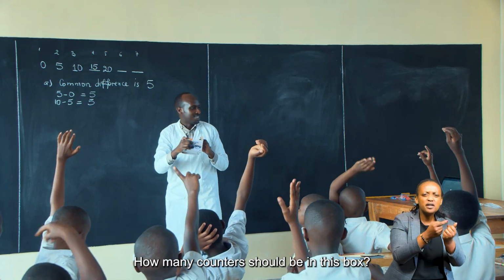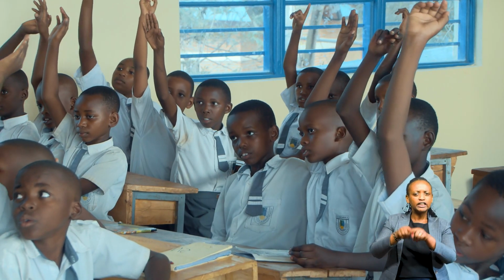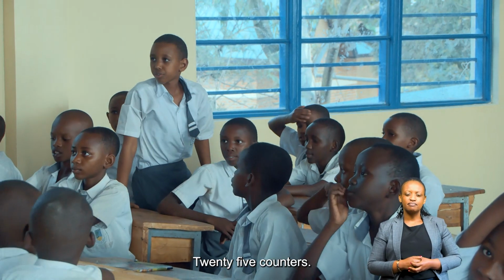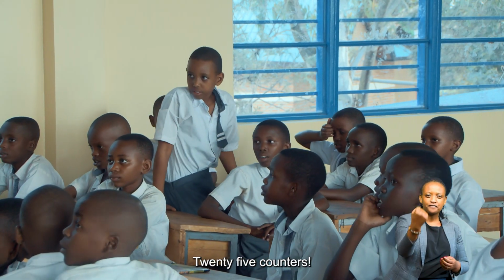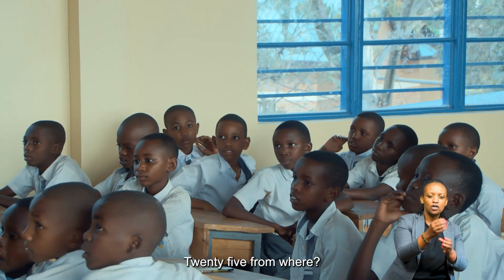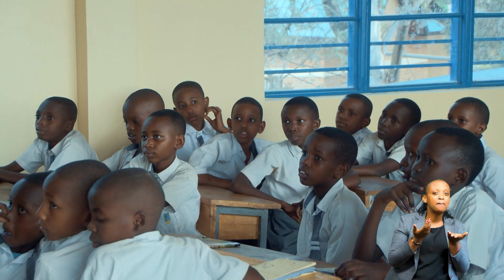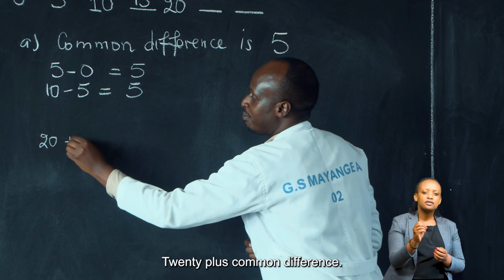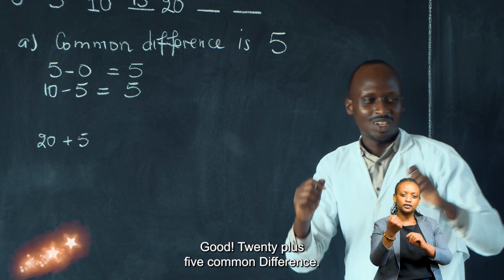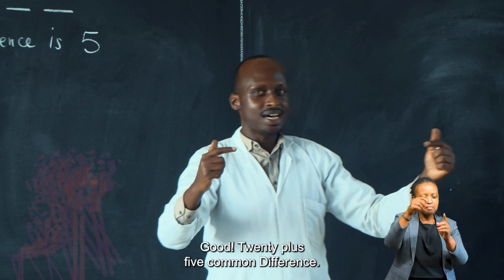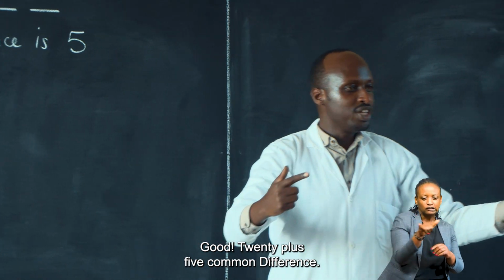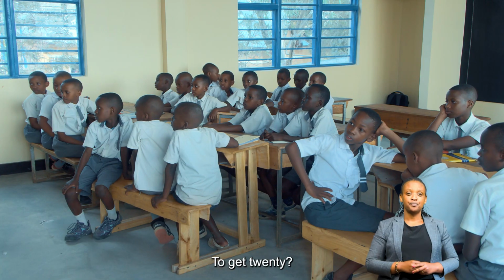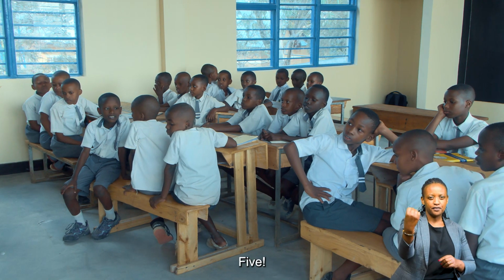Okay. How many counters should be in this box? Deborah. 25 counters. 25 from where? It is 20 plus 5, the common difference, in order to get 25.